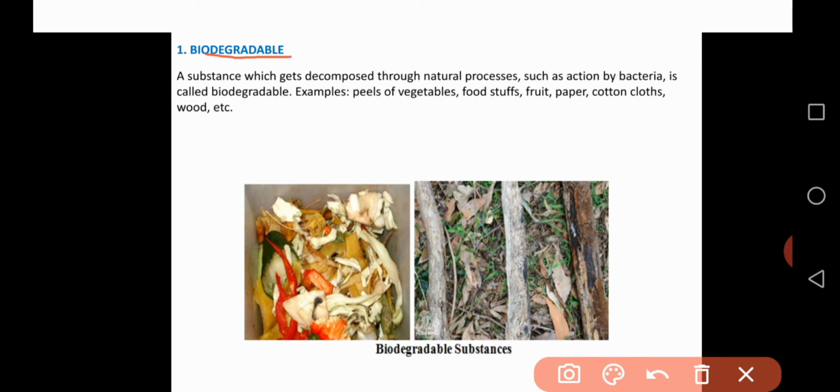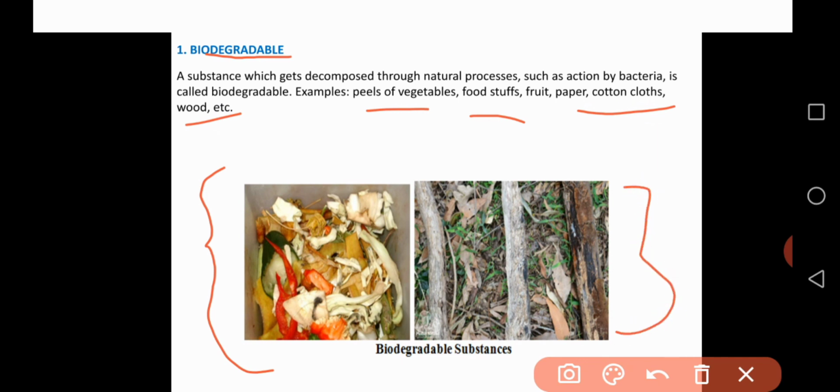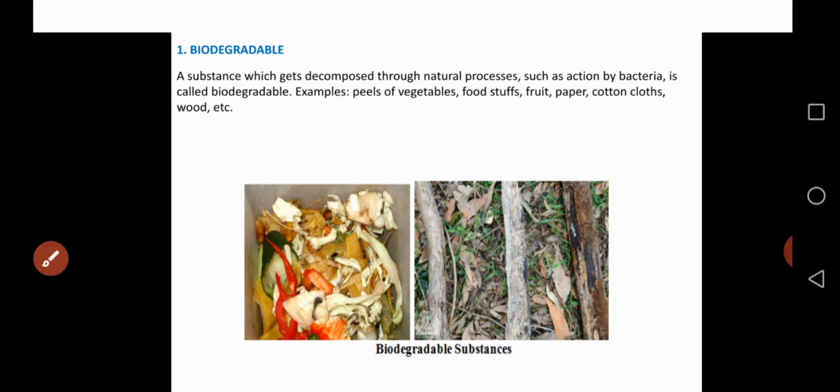Examples of biodegradable substances are peels of vegetables, food stuffs, fruits, paper, cotton, cloths, and wood. These are all examples of biodegradable materials, which are decomposed by bacteria through biological activity.